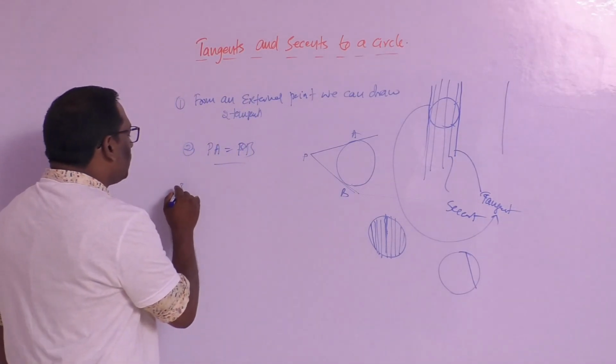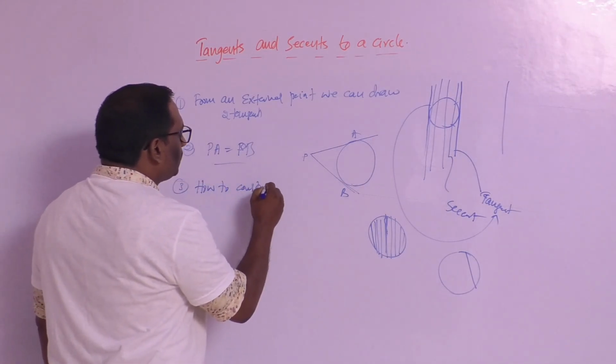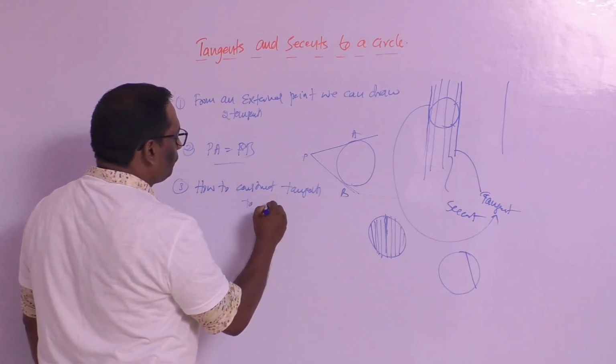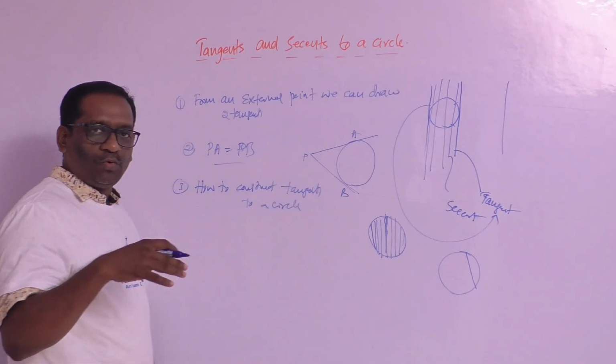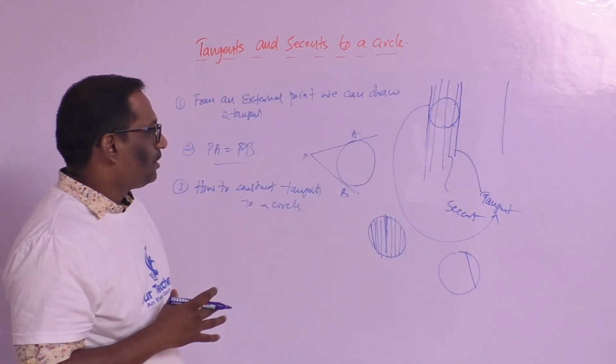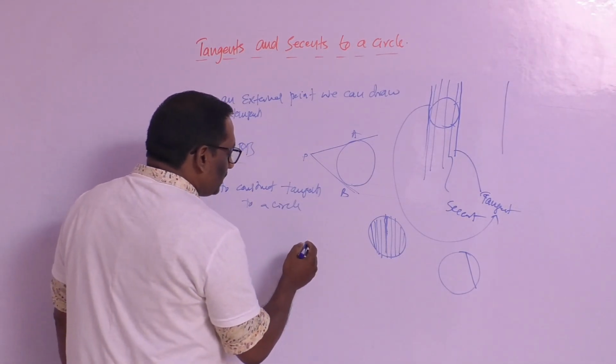And the third point: how to construct tangents to a circle, we will also discuss. So how to construct tangents for a particular circle in this chapter, we are going to discuss. It is very easy.